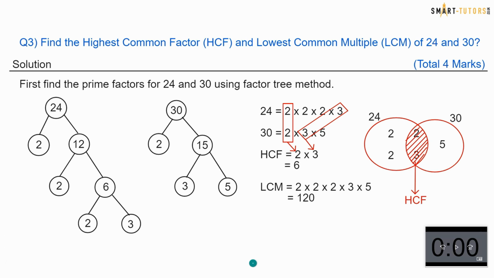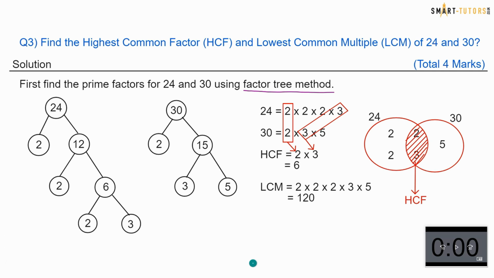When it comes to HCF and LCM, first of all, you need to understand the prime factors for both numbers. How to find the prime factors for both numbers? By using the factor tree method. So 24, the first prime number is 2. So 2 times 12 is 24. Then again 2 times 6 is 12. 2 times 3. So the prime factors for 24 is 2 times 2 times 2 times 3.